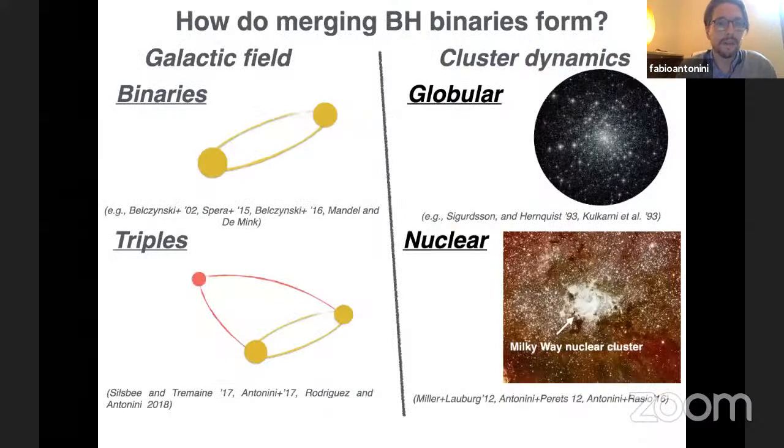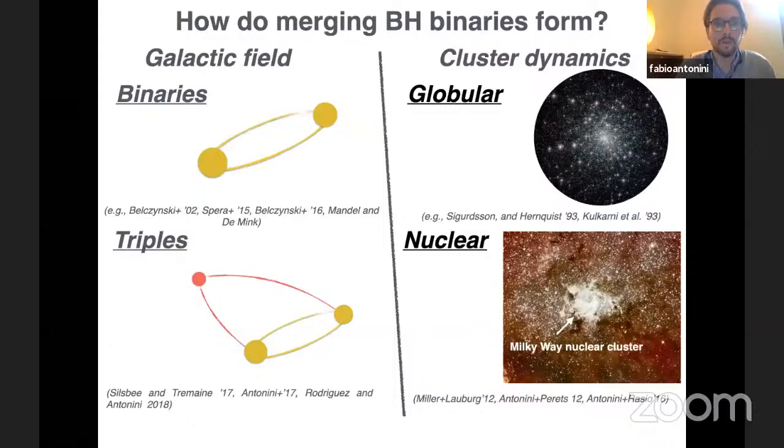And of course, one of the first questions that we would like to address, well, the most obvious one, is how do merging black hole binaries form? Only by first answering this question will we then be able to answer fundamental questions about the astrophysical environment where these objects have been formed.